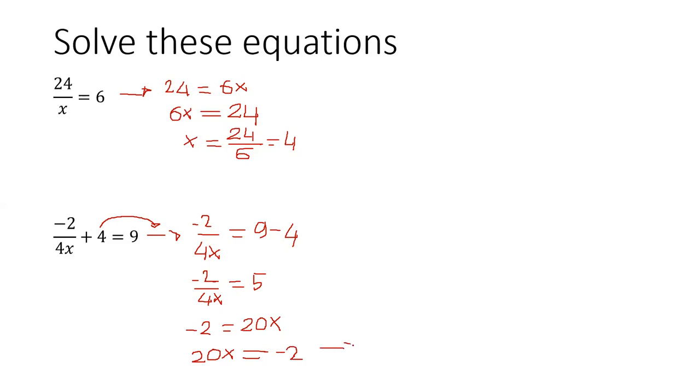So it means x equal, from multiply become division. I have explained that strategy, that method on my previous video. So from multiply become division. So it means x equal negative 2 over 20, or we could simplify this fraction, gonna be negative 1 over 10.